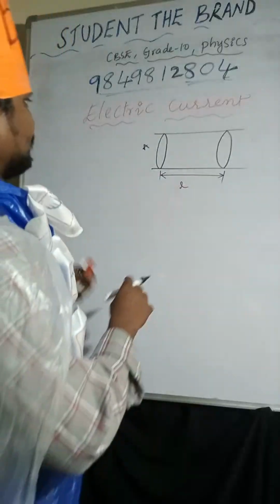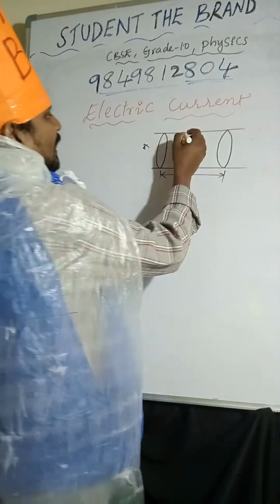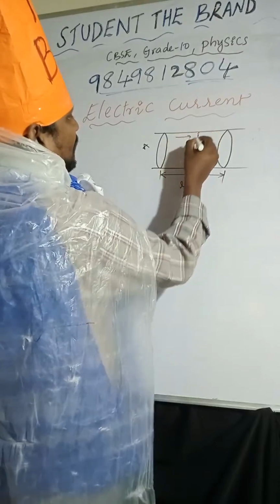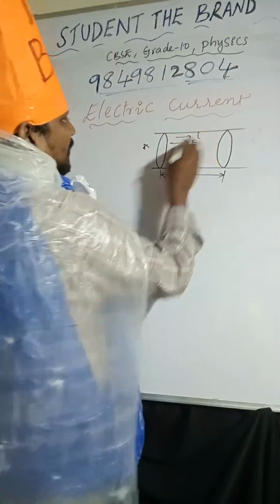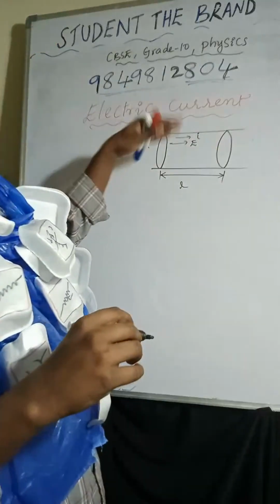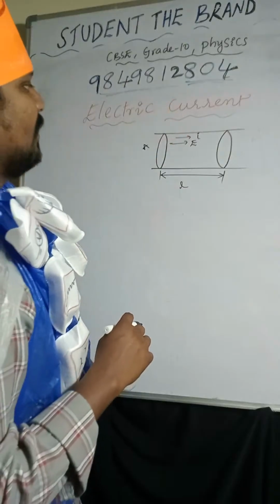So here are the area of cross section and the length, and as I said, current is flowing here, and this one is the electric field. This is the current and electric field.